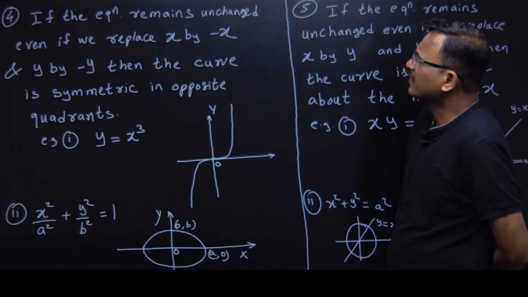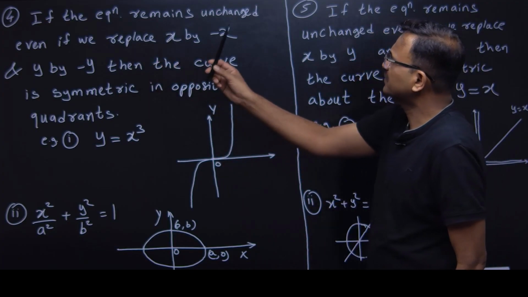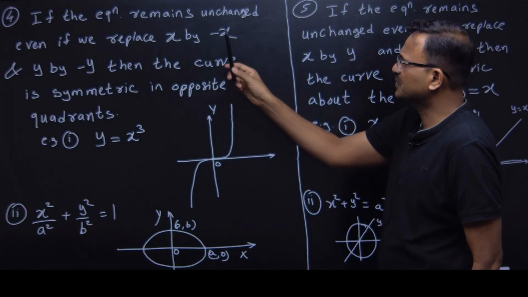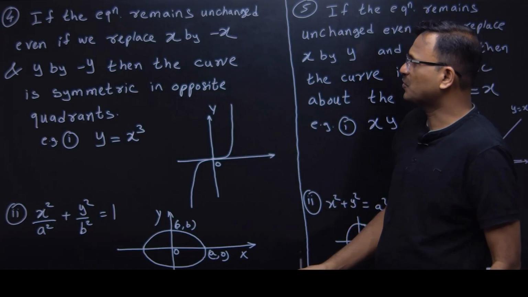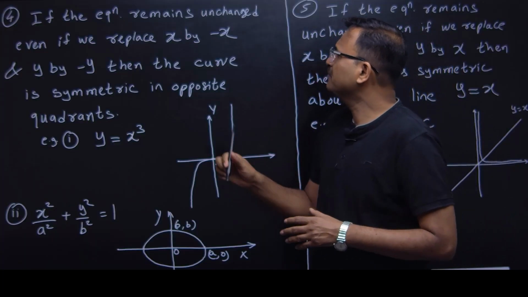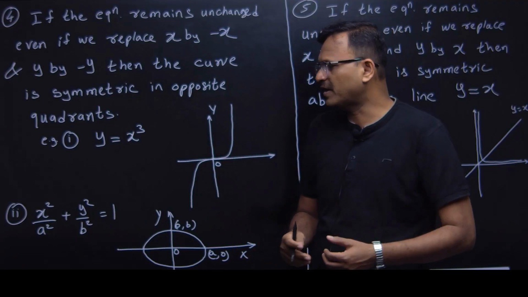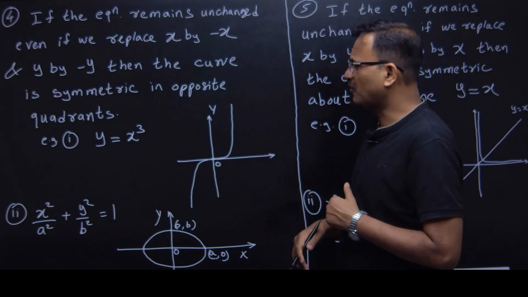Now, again for symmetry, if a given equation remains unchanged even if we replace x by minus x and y by minus y, then the curve is symmetric in opposite quadrants. What does this rule tell us? That if in a given equation, in place of x you write minus x, in place of y you write minus y, and still the equation does not change, then the curve is symmetric in opposite quadrants.